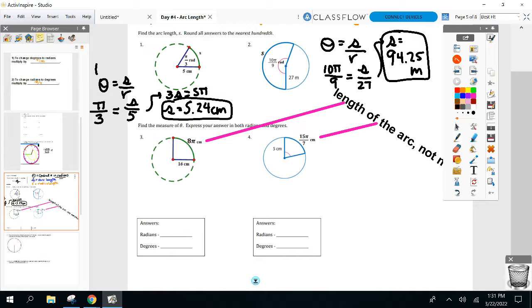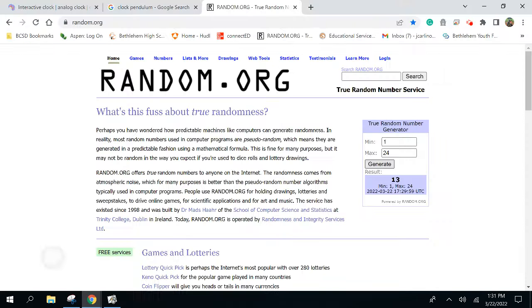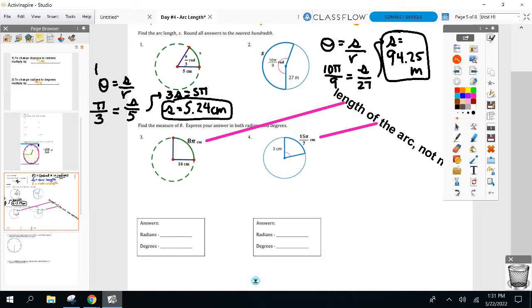Anybody have a preference? Jonathan? Theta. Is that your preference, Caitlin? All right, that's what I figured. Theta equals S over R. Okay, I'm going to still challenge you, though. If we're going to use theta equals S over R right now, will my final answer be in degrees or radians? Radians. All right, let's do it.